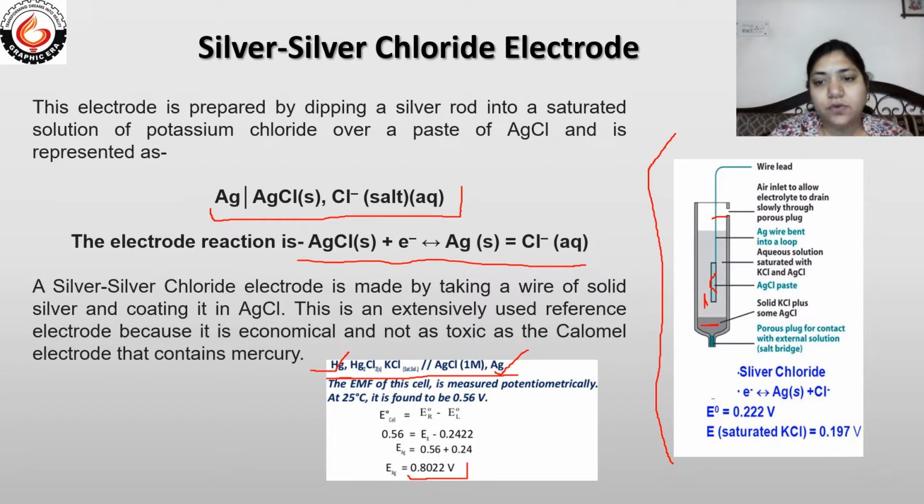But these two are very stable and very commonly used in all labs to determine the standard electrode potential of unknown electrodes, and for different chemical reactions, to determine the endpoint in potentiometric titrations. These are used very frequently.